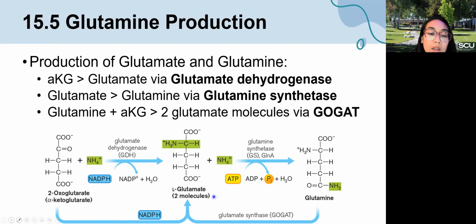And one thing that, as you probably have guessed, is that bacteria regulate this process super specifically as well. In the next slide, we're going to specifically talk about GLNA, which is the gene that produces glutamine synthetase. Glutamine synthetase is the enzyme that converts glutamate into glutamine, and it uses ATP to do this. And we're going to talk about the regulation of this gene specifically.